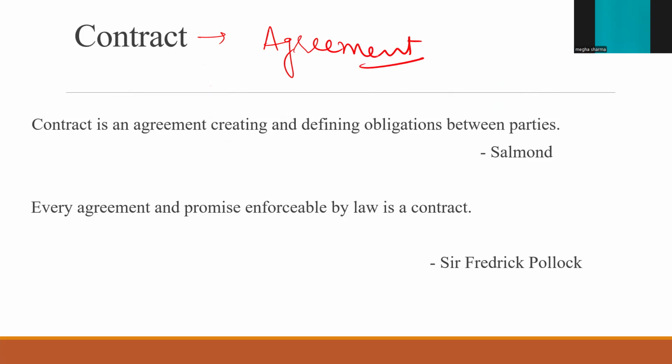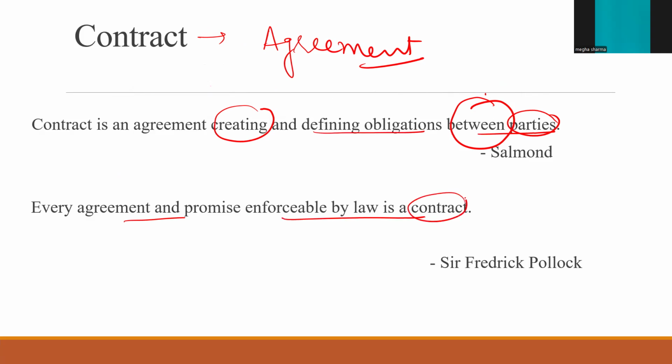So what do we define in an agreement? We create an agreement under which we define the obligations which parties need to follow. And bear in mind, I'm not saying two parties, it's between the parties. Parties could be n number. So every agreement and promise enforceable by law becomes a contract.